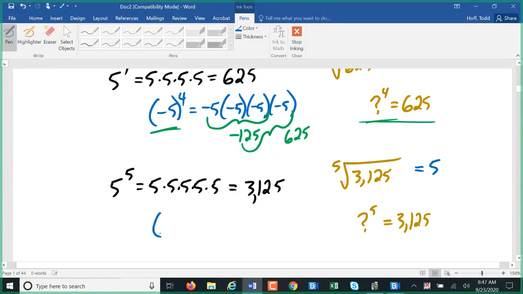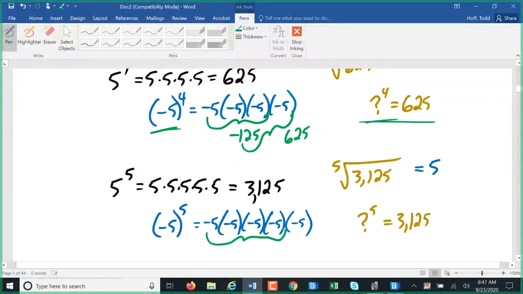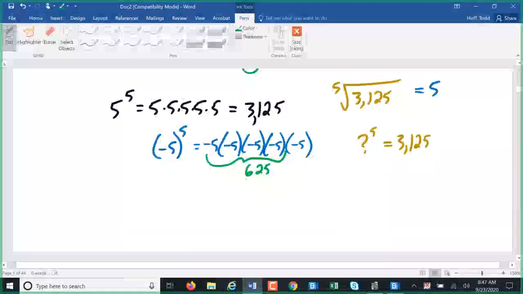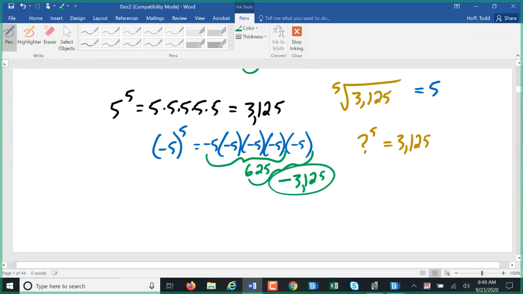But once again, do we have to worry about negative 5 to the fifth power? 5 negative 5s multiplied together. Again, we saw up above that the first 4 multiplied to be a positive 625. Well, if I multiply that by one more negative 5, a positive times a negative is a negative. Negative 5 to the power of 5 is a negative 3,125.